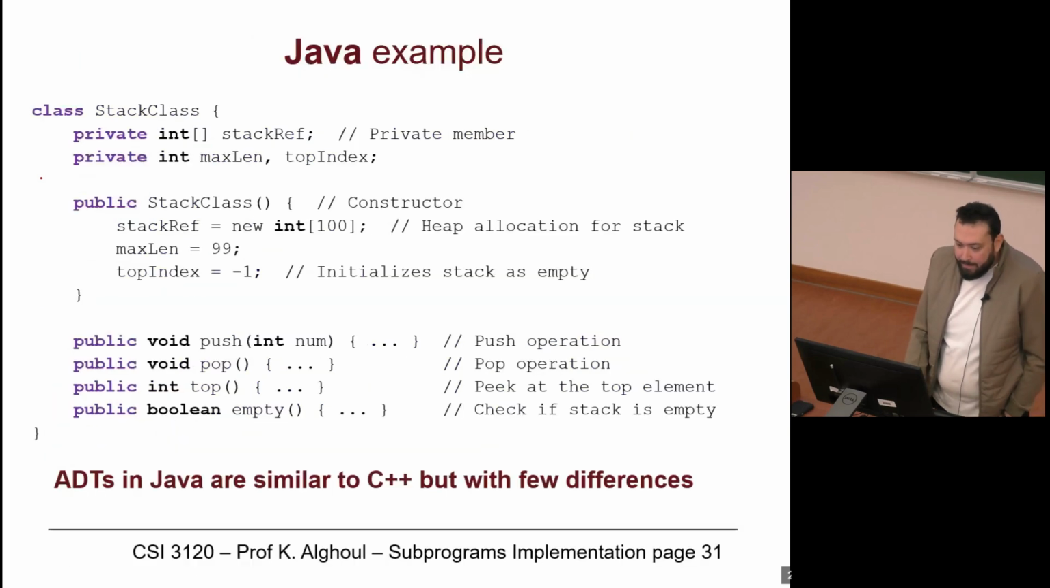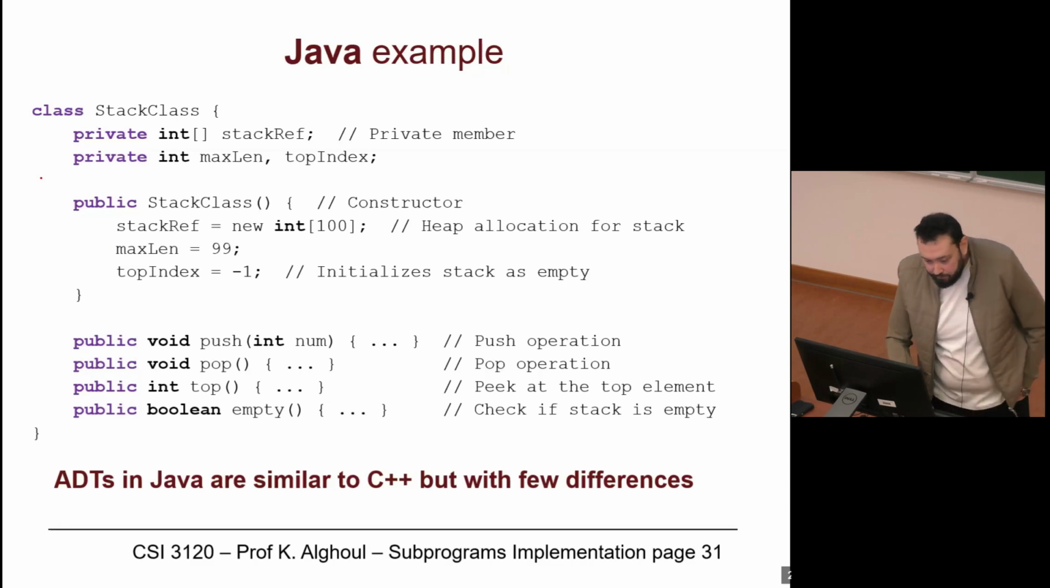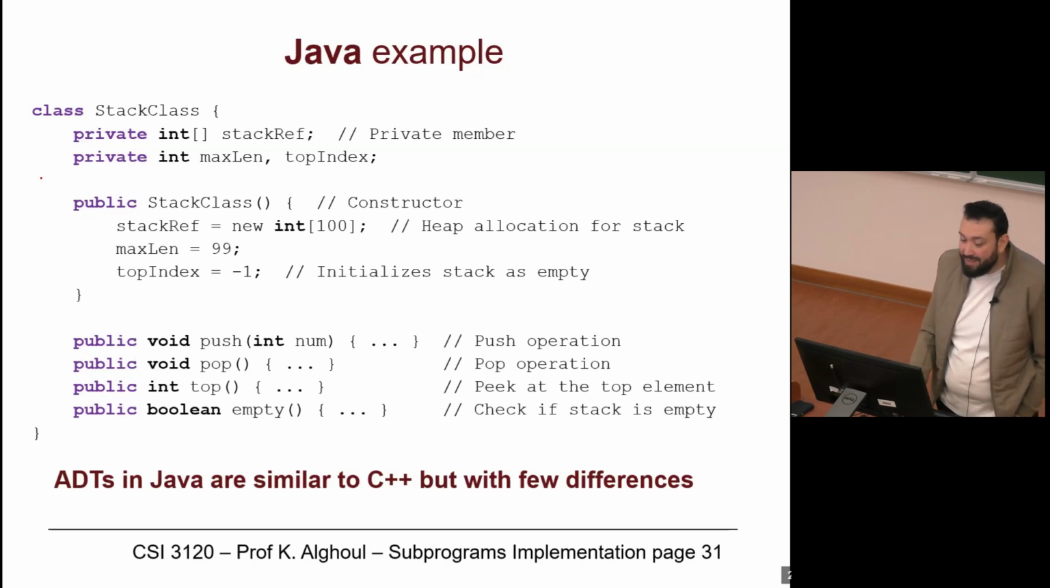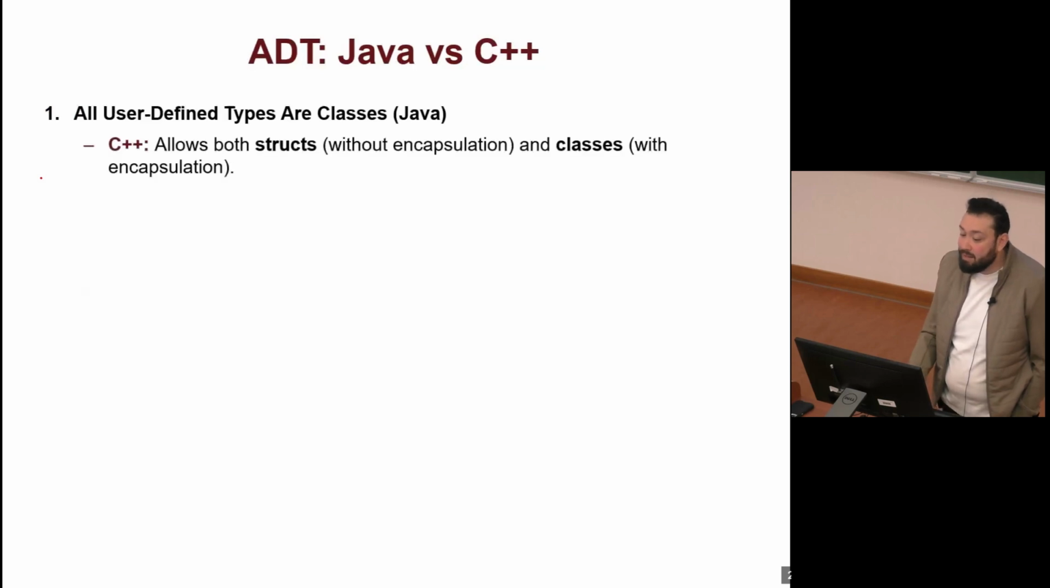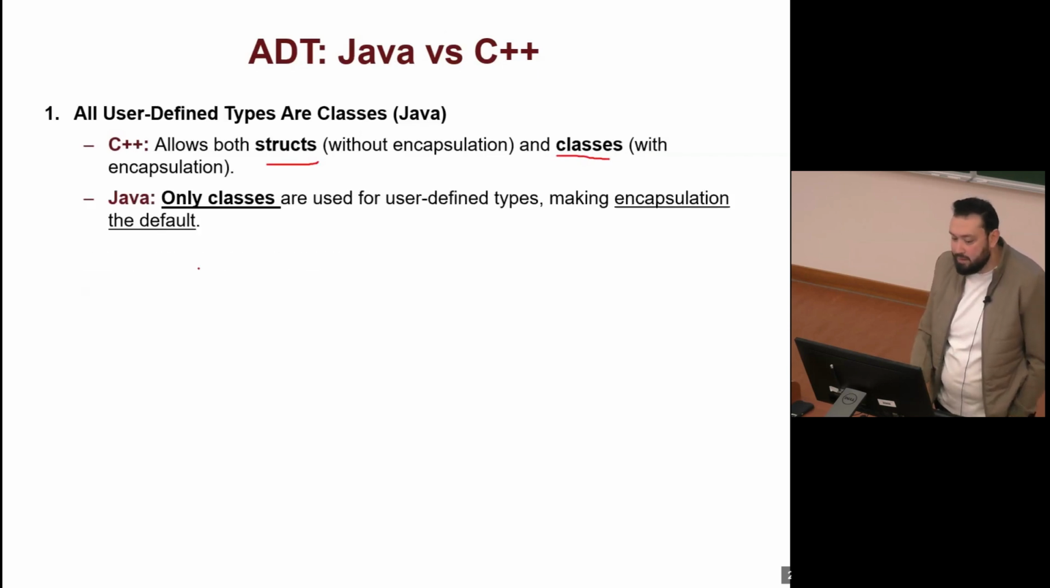Now I want to jump to the Java example quickly before we move to the other things. What is the main difference between the two? Let's take a look. All user-defined types are classes. We said in C++ it can have structs or classes. When it comes to Java, they are all what? Only classes. So that's how you do ADT.